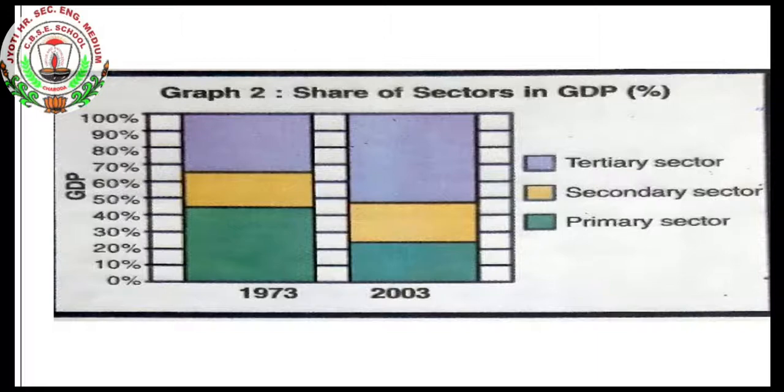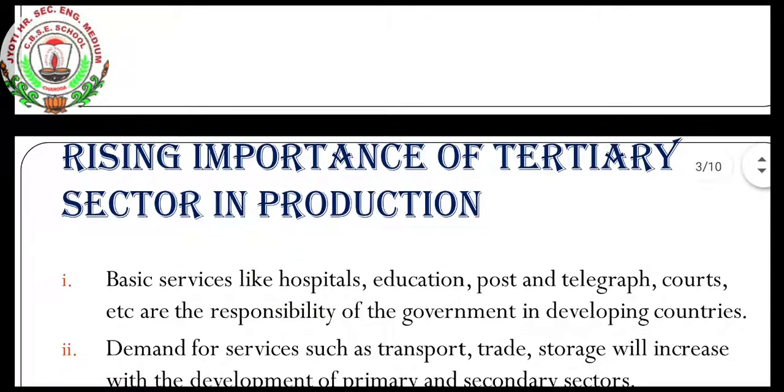But again, if we see the picture given in our textbook, we have seen here that the primary sector went down compared to the tertiary sector. Here we can see the violet color, the percentage is more than the primary sector. So there is an increase in the tertiary sector by this graph, graph 2, share of sectors in GDP. Rising importance of the tertiary sector.